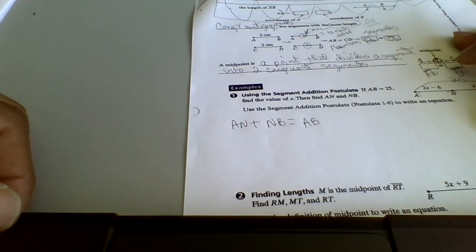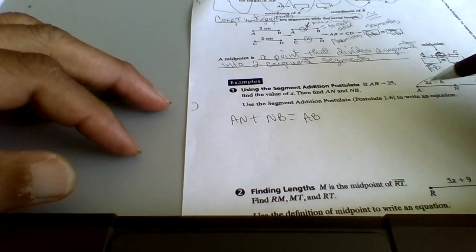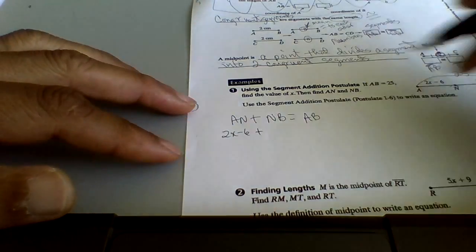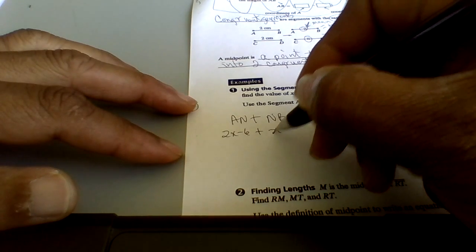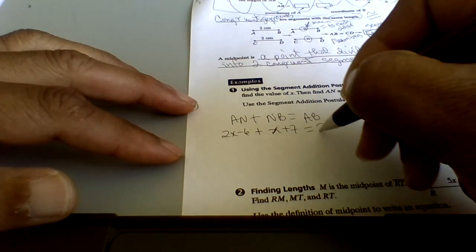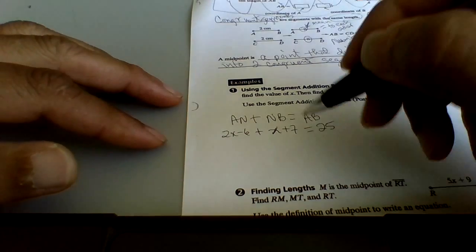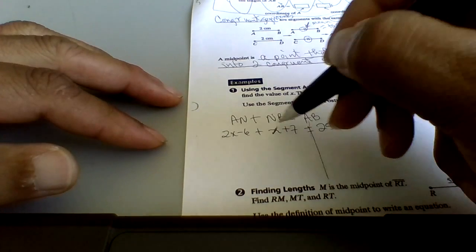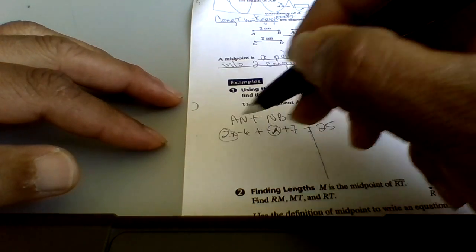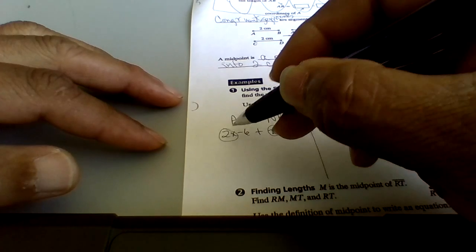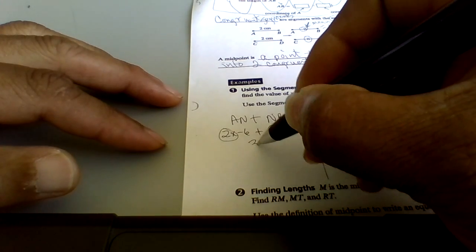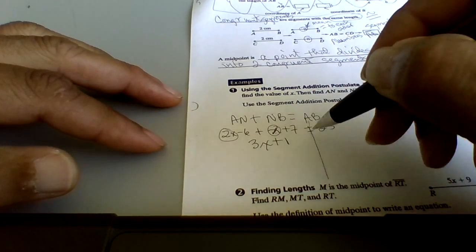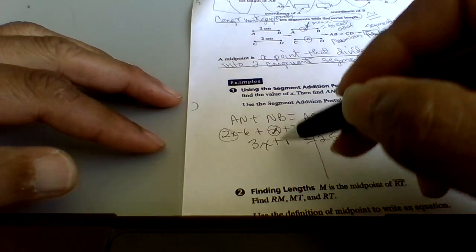Now I'm going to substitute. AN, they told me, was 2x minus 6. NB, they told me, was x plus 7. And altogether, that's going to equal 25. If you draw your line here now, you can see this is on 25. So I'm going to combine like terms because these are both on the same side of the equation. So 2x plus x is going to give me 3x, and negative 6 plus 7 is going to give me plus 1, and that's equal to 25.